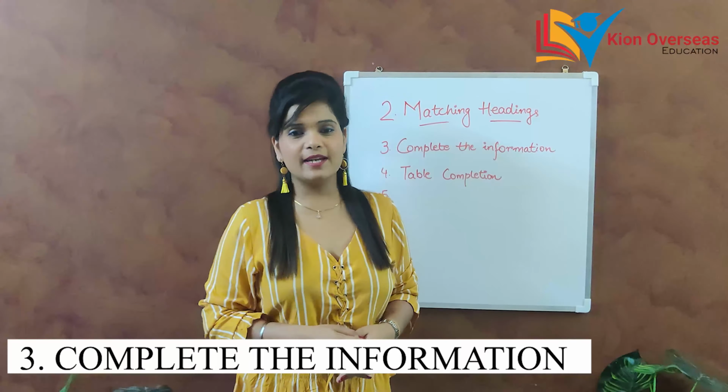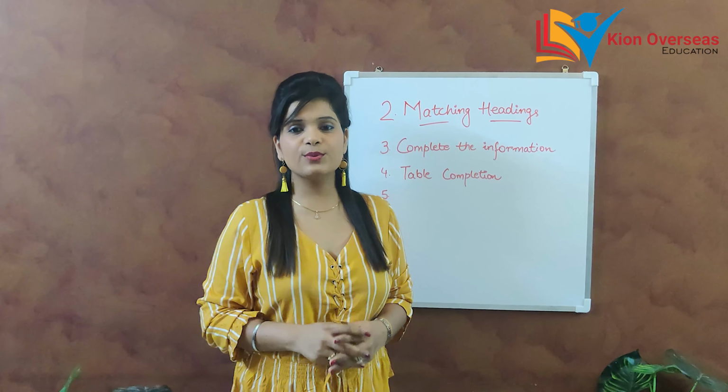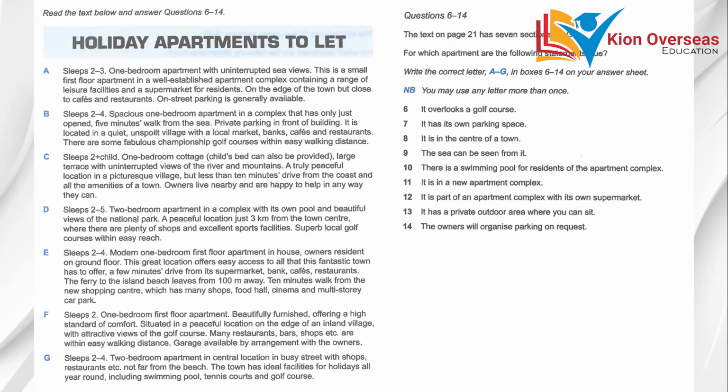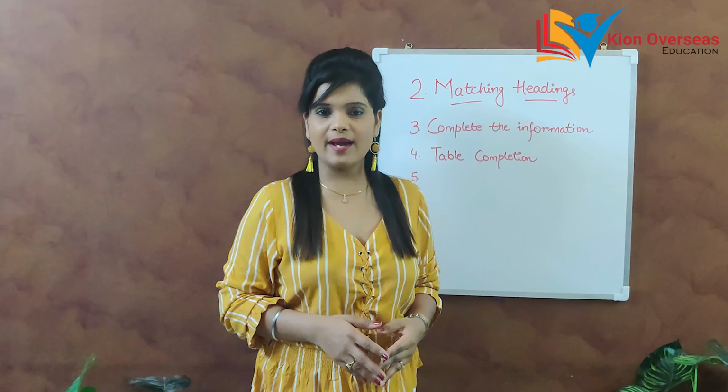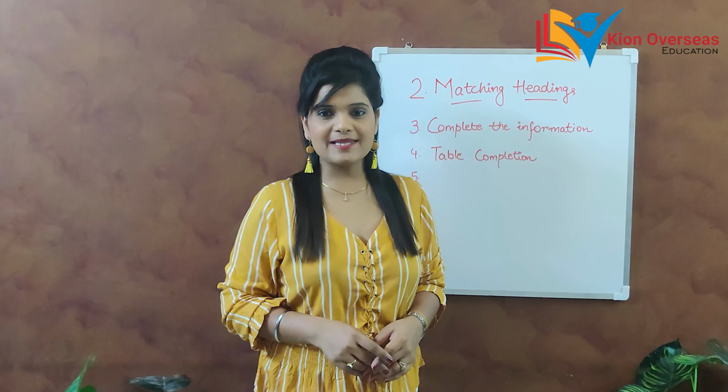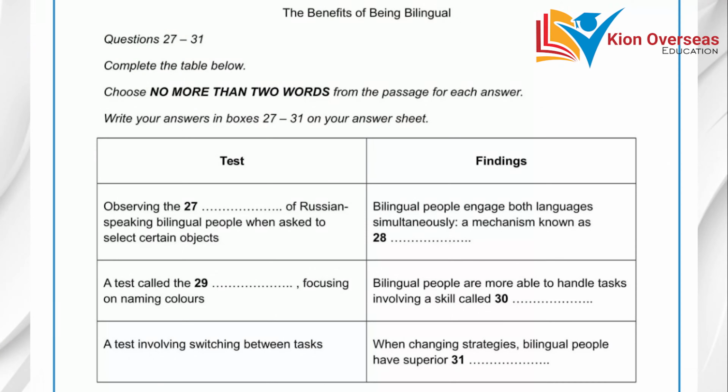Third, complete the information. In such questions, you are given a passage wherein you have to mention the paragraph number. Fourth point, table completion. They are the most simple questions wherein you have to look at the passage first and then find the answers to the blanks given in the table. Don't forget to check on the word limit.